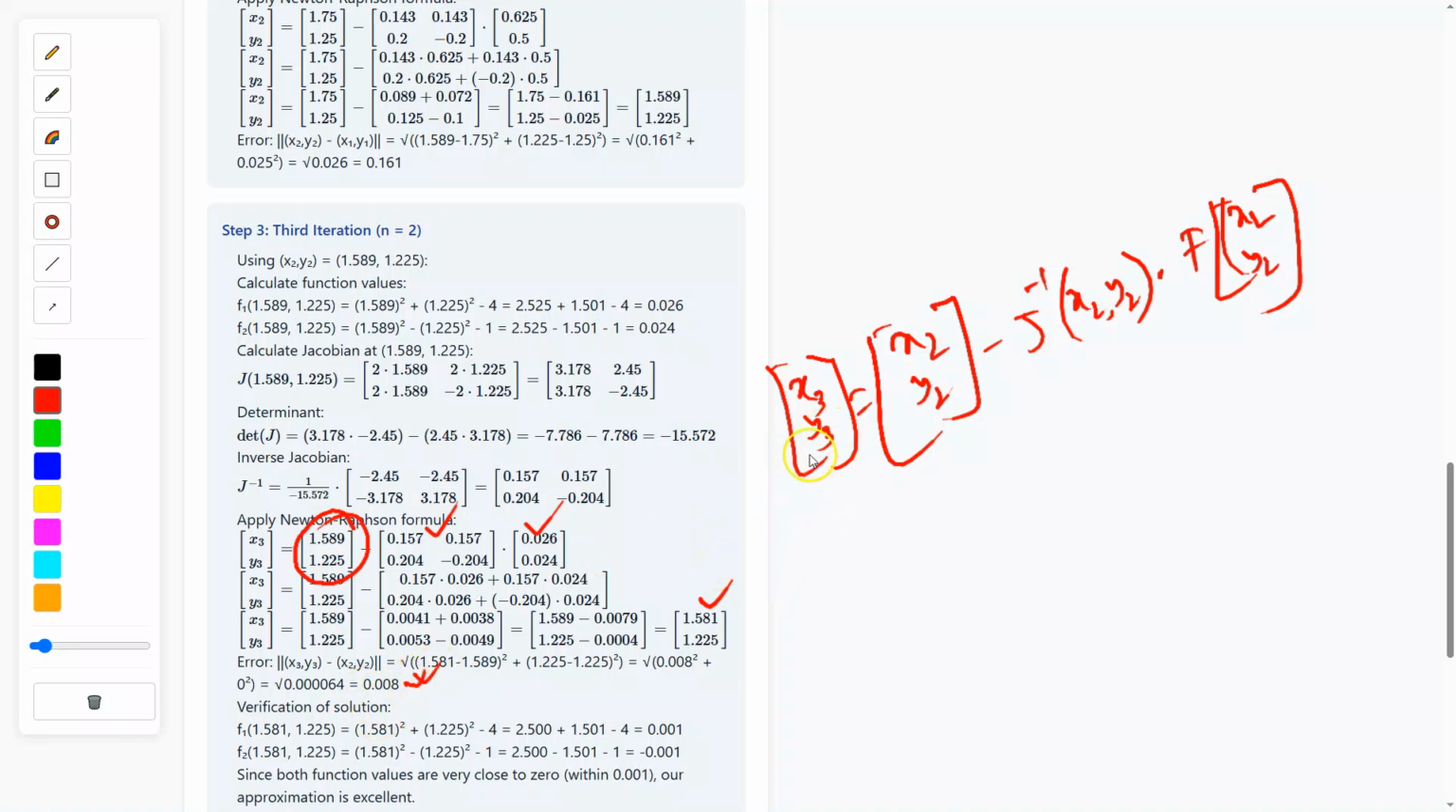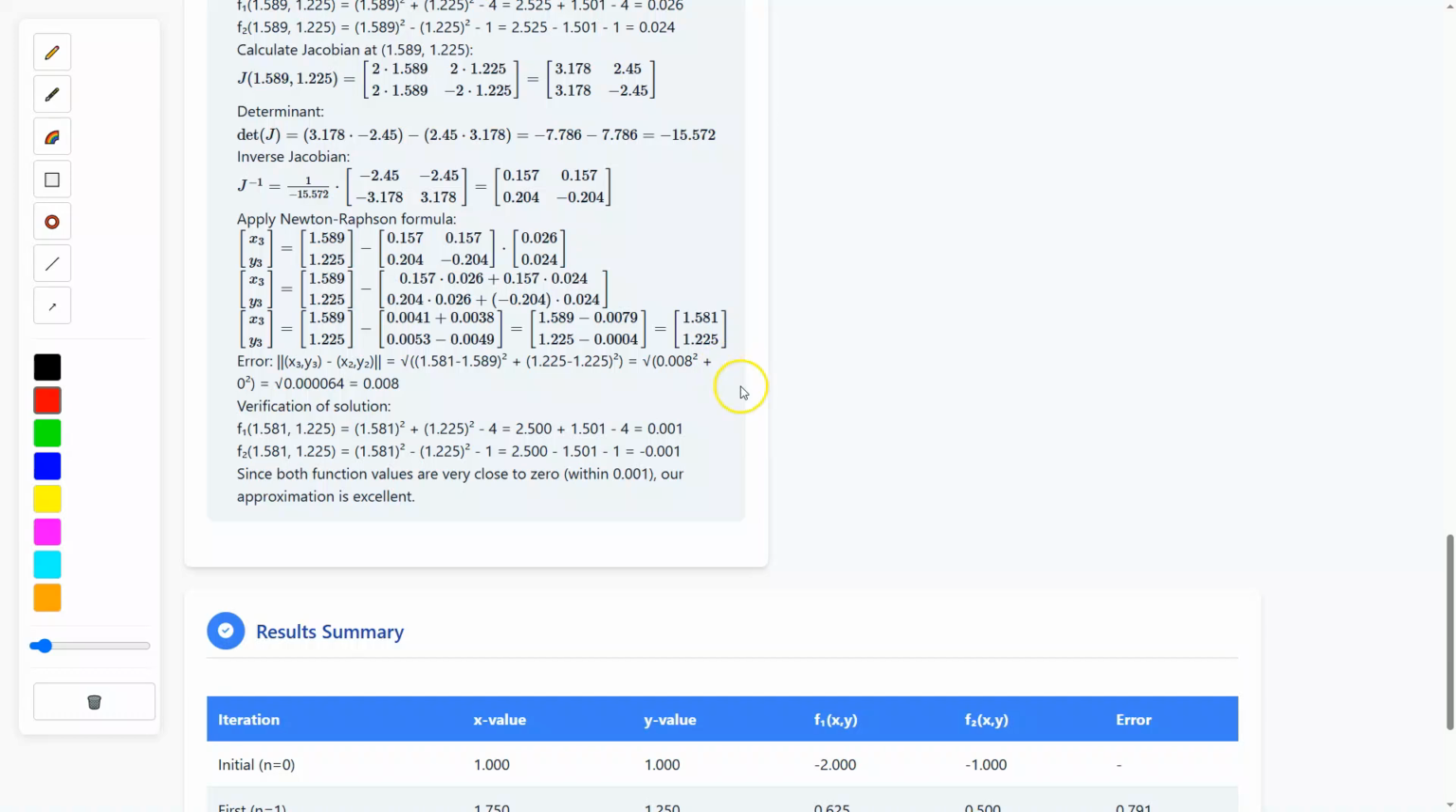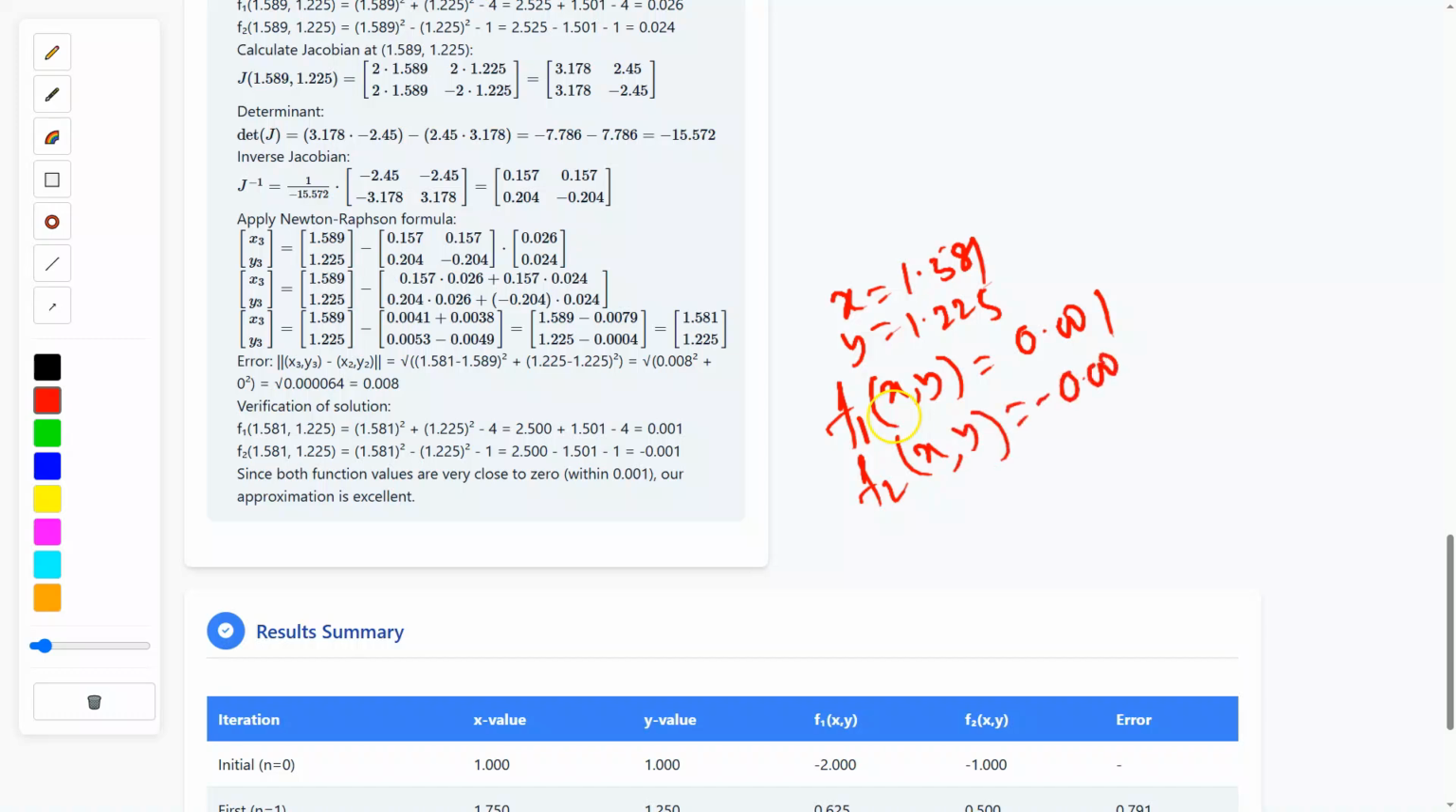Though here I have to do two iterations now, I am going to calculate that iteration 3. So now here the error is 0.008. But if I go for f1 at x equal to 1.581 and y equal to 1.225, we'll find that the function value is 0.001 and f2 is 0.001 minus 0.1. So here, since both function values are very close to 0, within 0.001, our approximation is excellent. Means here, after the iteration I am getting x equal to 1.581 and y equal to 1.225. For this, the function f(x, y) we are getting 0.001, and f2(x, y) I am getting 0.001, so it is close to 0. So these are my roots after 3 iterations.